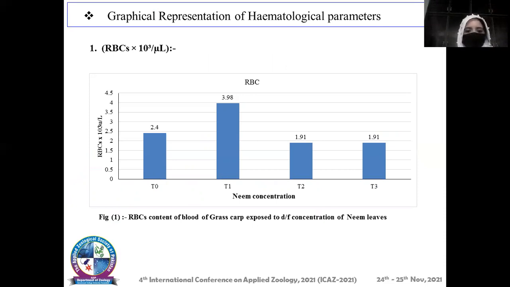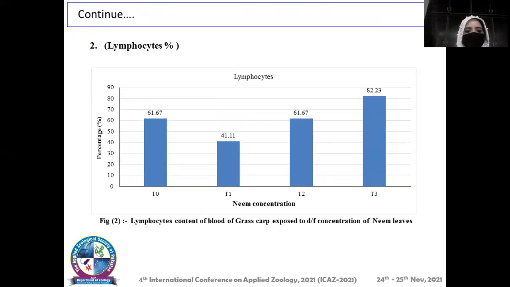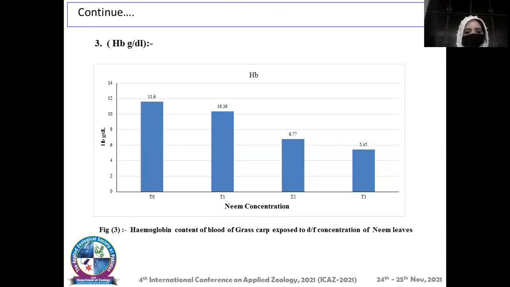Red blood cell count of blood of grass carp decreases as the neem concentration in the feed increases. The second graph shows that the lymphocyte count of the blood in grass carp increases as the neem concentration in the feed of fishes increases.